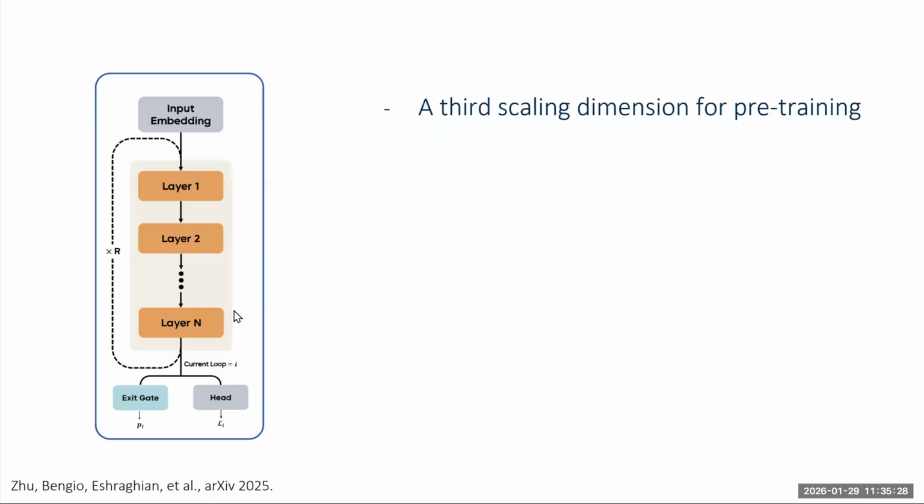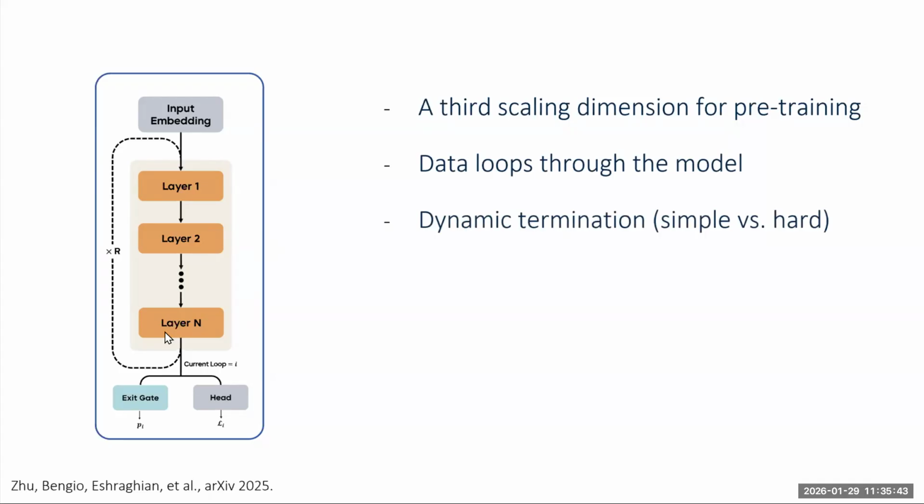I would say that this is effectively a third scaling dimension for pre-training, because this can be done at pre-training. This isn't a post hoc, post pre-trained model process like what all the current big tech companies are working with. Your data loops through the model, and there's this dynamic termination process, simple versus hard. If you have a simple token, then you could expect less looping. If you have a hard token or hard variables that need to be predicted, then you're probably going to compute on it a little bit more. And this is all operating on the latent space as well.